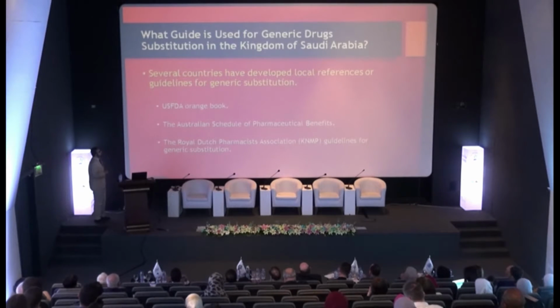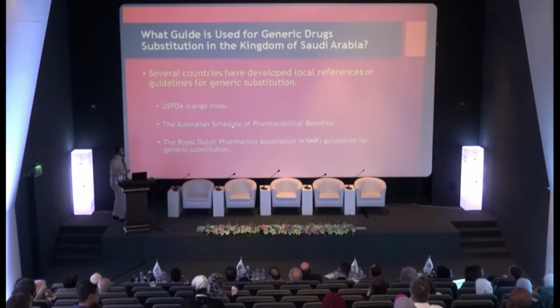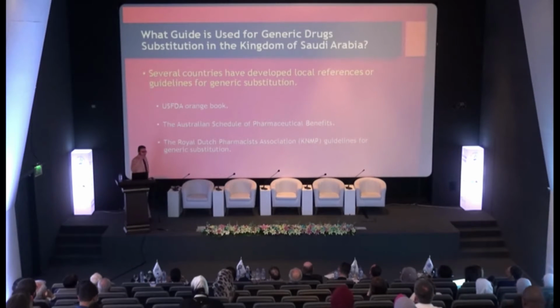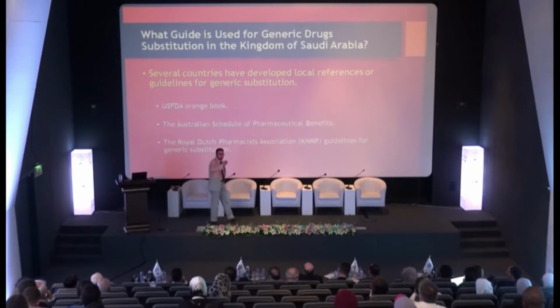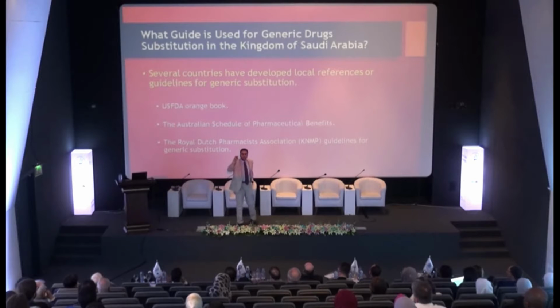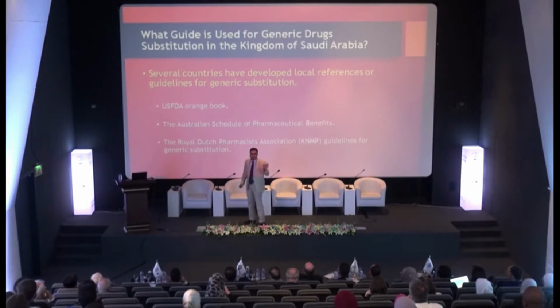For example, several countries have developed local references or guidelines for generic substitution. As an example, the US FDA uses the Orange Book for interchangeability between brand and generic. The Australian Schedule of Pharmaceutical Benefits includes all medications that can be interchanged, and they give an A rating if the generic medication is bioequivalent to the reference listed drug, and any generic medication can be substituted if it has the same rating as the brand or generic. So if we want to interchange a generic with another generic, the other generic has to be A rated as well.